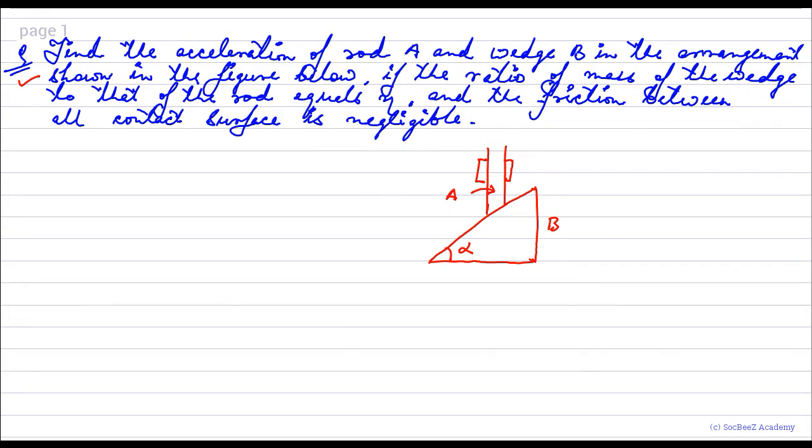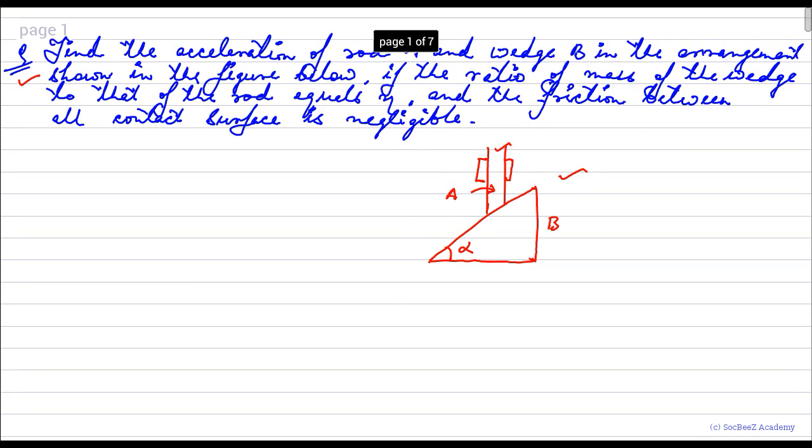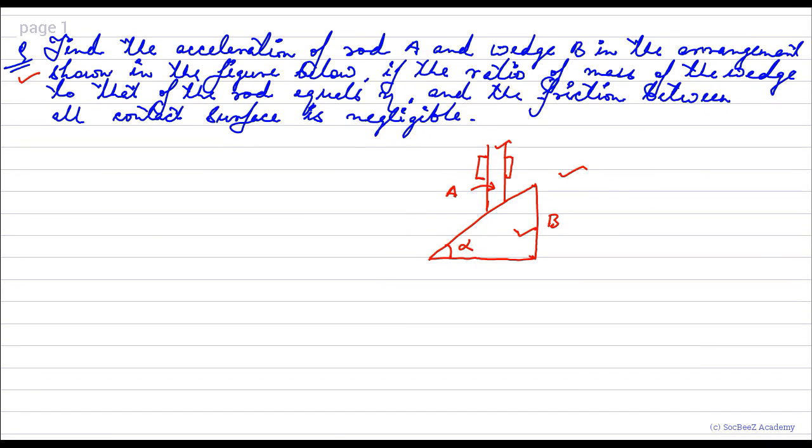If the ratio of mass of the wedge to that of the rod equals eta and the friction between all contact surfaces is negligible. Fine, so this is basically my diagram. This is my rod and this is my wedge. Now the ratio of the masses of wedge to that of rod is given to me as eta. So I'll say that eta is equal to mass of wedge upon mass of rod. So this is my figure.